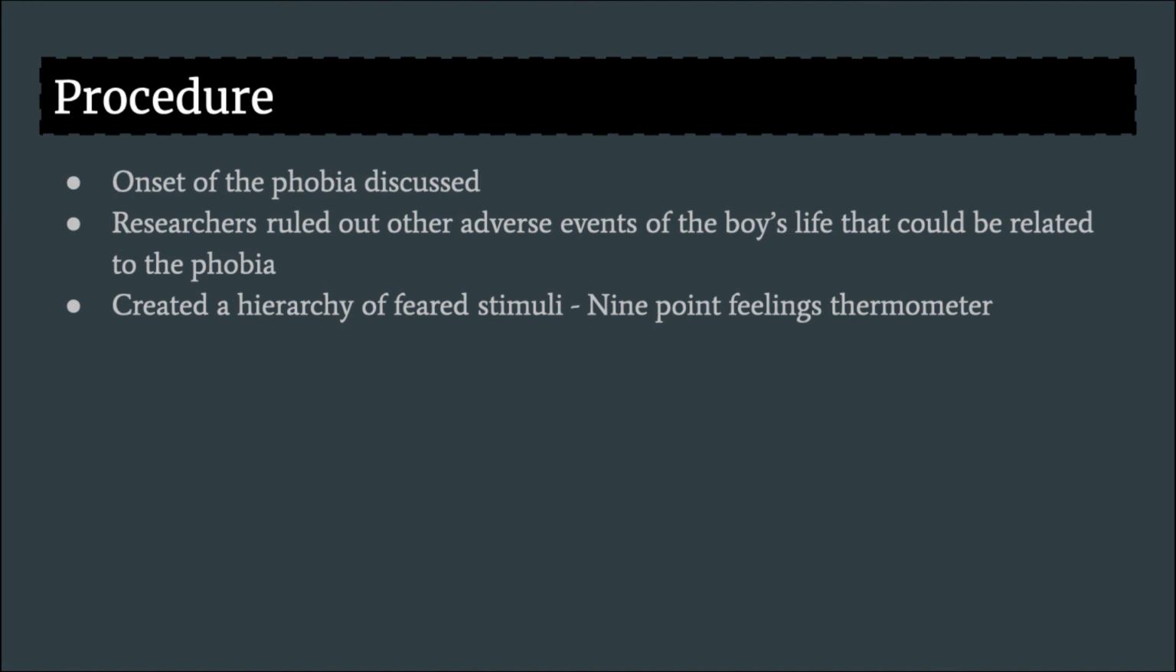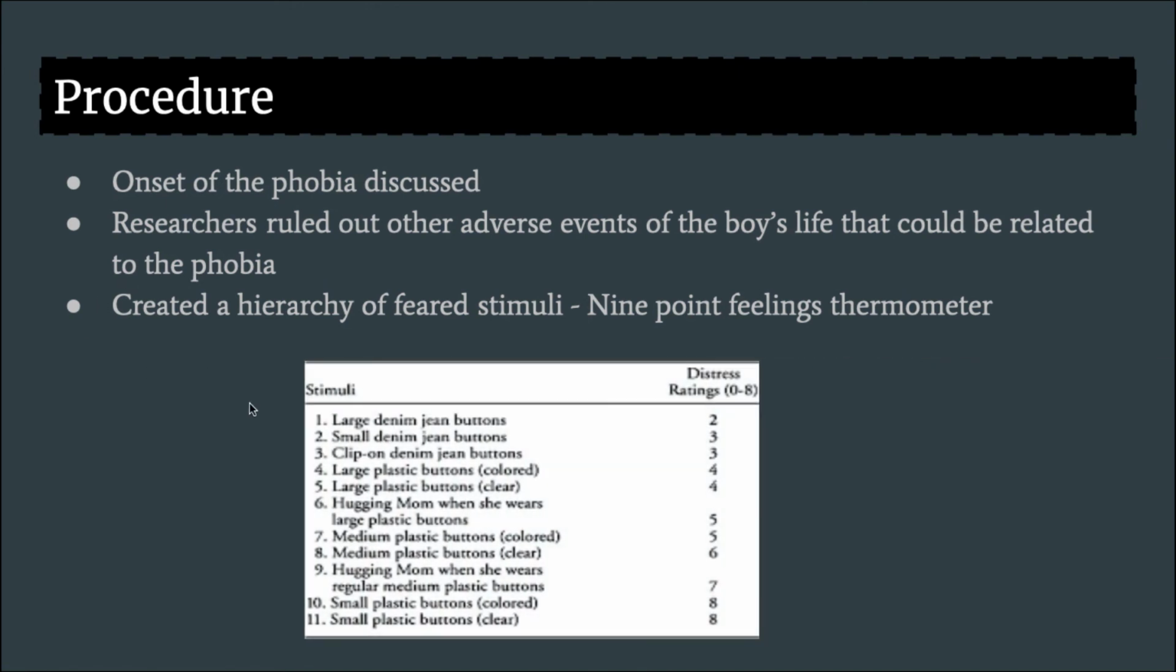So the researchers were very interested in knowing his specific feelings towards specific buttons, right? Because obviously he's not going to be scared of every button equally. There are going to be variations. So along with the researchers, the boy created a hierarchy of fear stimuli, right? Here you can see a hierarchy of fear stimuli. Each stimulus on this list provokes increased fear. He gave large denim jeans buttons a rating of 2 out of 8, but small plastic buttons an 8 out of 8. So it was a 9-point feelings thermometer.